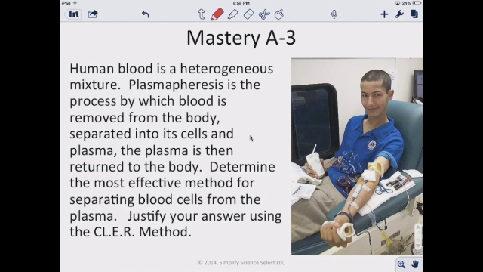Plasmapheresis is the process by which blood is removed from the body, separated into its cells and the plasma. The plasma is then returned to the body. Determine the most effective method for separating the blood cells from the plasma.